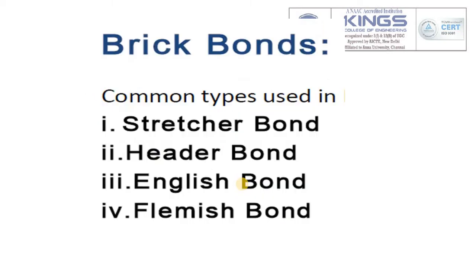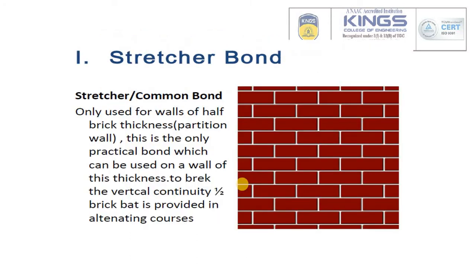After that, brick bond. There are four types of bond: stretcher bond, header bond, English bond and Flemish bond. We will discuss these. Stretcher bond is the common one. This type of bonding is commonly found in industrial buildings, commercial buildings, rooms and so on.